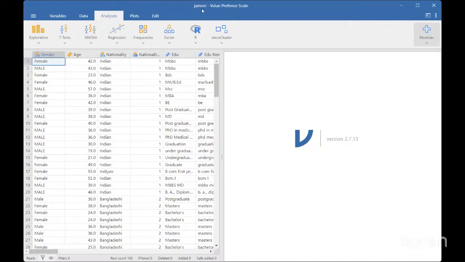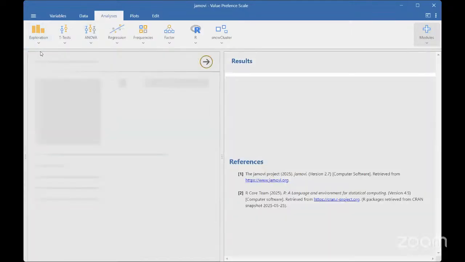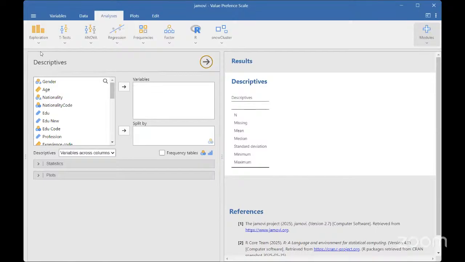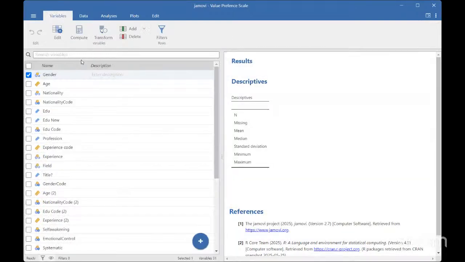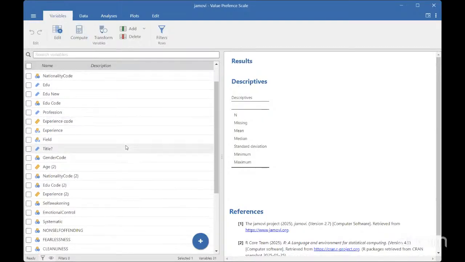You click the exploration, descriptives. What is your value? You go below. Oh, acha. So all the values are not continuous. Okay. Can you make the values continuous?